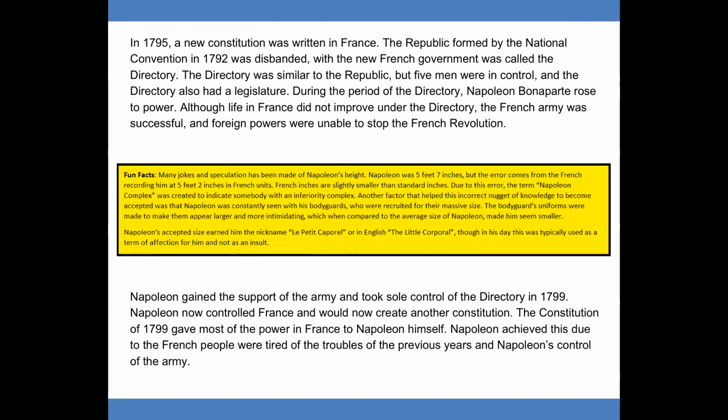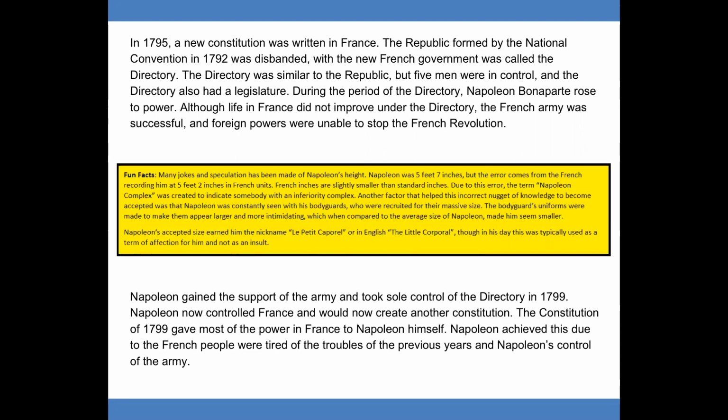In 1795, a new constitution was written in France. The republic formed by the National Convention in 1792 was disbanded, and the new French government was called the Directory. The Directory was similar to the Republic, but 5 men were in control, and the Directory also had a legislature. During the period of the Directory, Napoleon Bonaparte rose to power. Although life in France did not improve under the Directory, the French army was successful, and foreign powers were unable to stop the French Revolution.